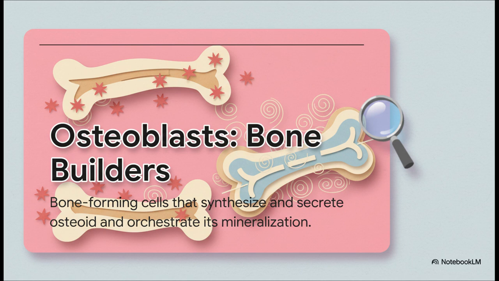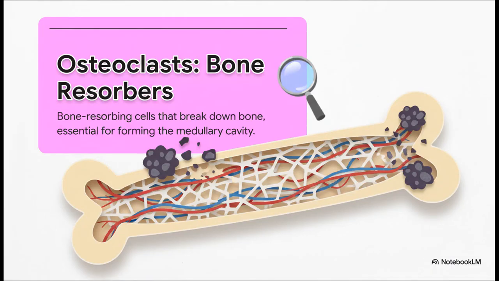They secrete that osteoid, and then they manage its mineralization into hard bone. And then we've got the demolition crew, the osteoclasts. And what's really wild about them is that they're not even related to the builders. They come from a completely different family of cells, the same one that produces our immune cells.